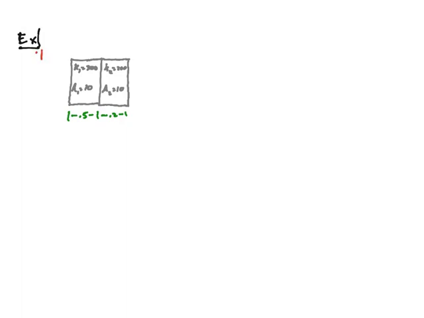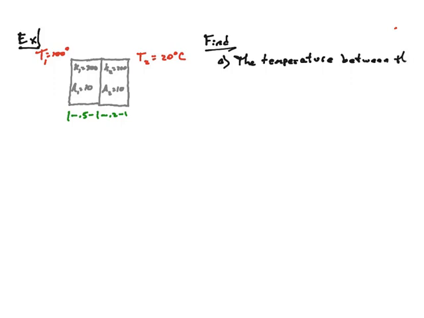If I know that the temperature out here is 100, whereas the temperature over here is, let's say, 20, what I would like to do is find A, the temperature between the layers, and B, the heat transfer rate through the system.